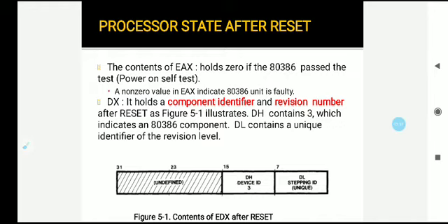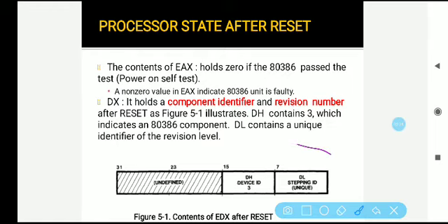So first start with the EAX register. If it holds 0 value, then it passes the test. If EAX contains a non-zero value, then the 80386 unit is faulty. So if EAX is 0, then it passes the test, and if EAX contains a non-zero value, then the 80386 unit is faulty. Then next is the DX register.